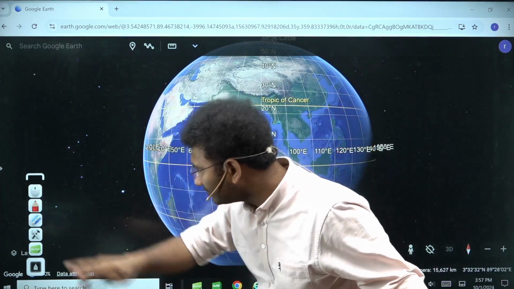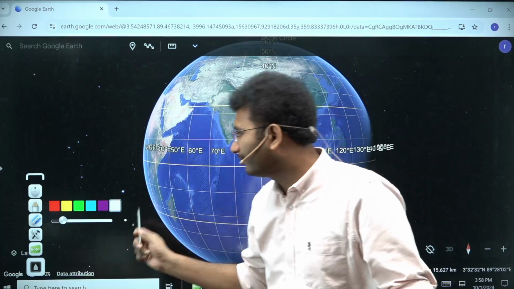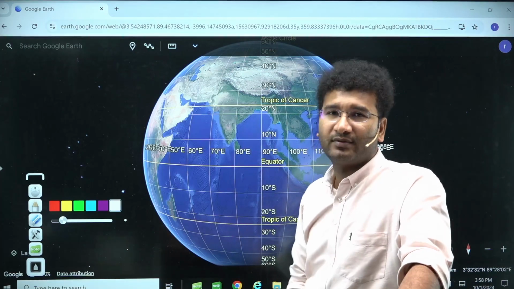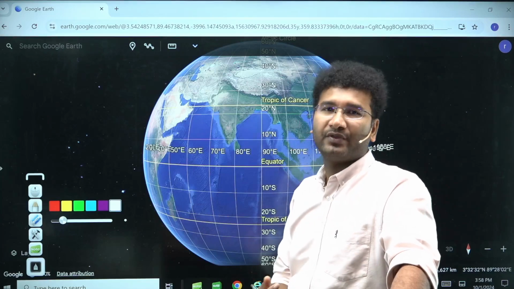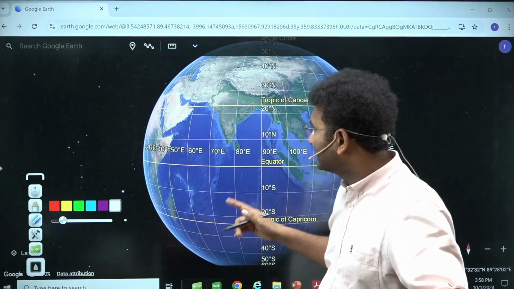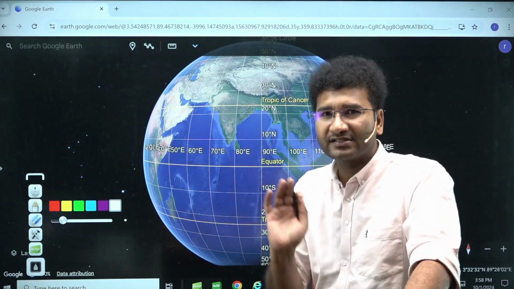But how does this cold water move? Why does the warm water move? It is because of various factors. Wind also plays a vital role. So first you need to know where you find easterlies and where you find westerlies. We have done this in the previous classes.